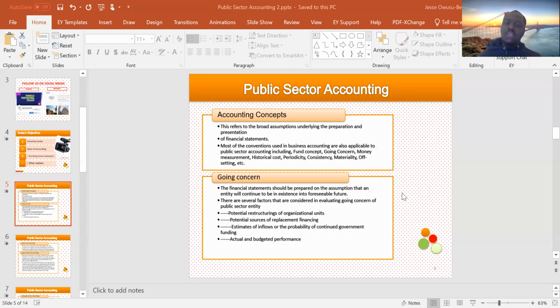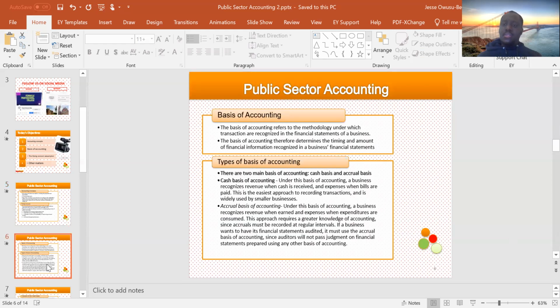Then you also have actual versus budgeted performance. If you look at actual performance and it's in line or it's actually above budgeted performance, then it means that the entity is going to continue to exist. So these are some of the pointers when it comes to going concern in relation to public sector organizations. I hope that's very clear.